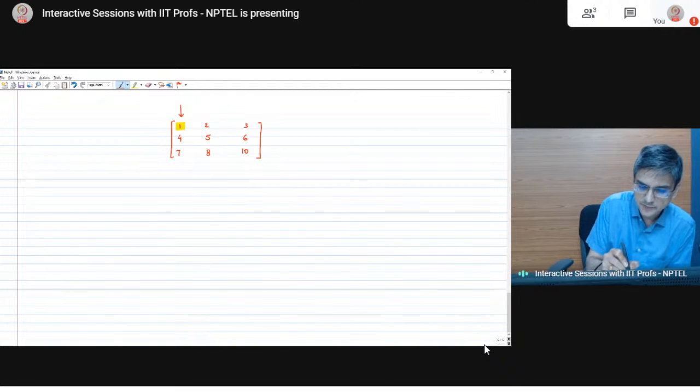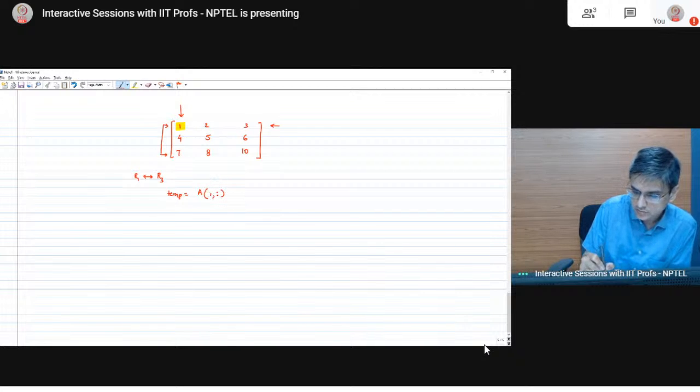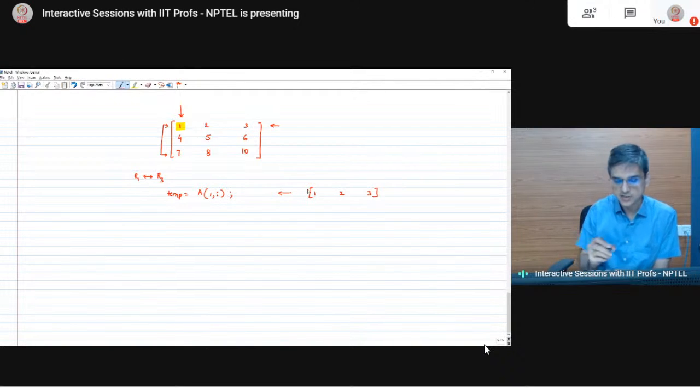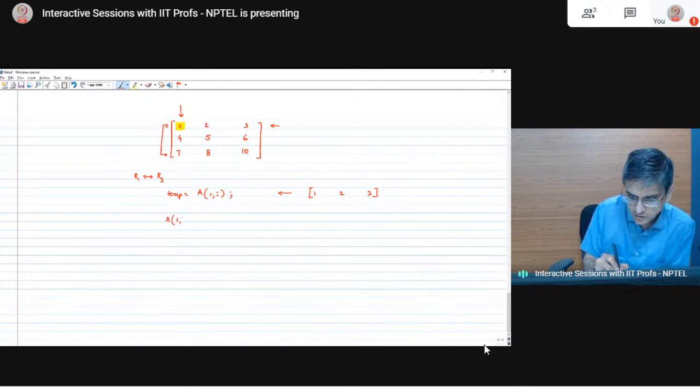So in partial pivoting, what we are going to do is switch rows R1 and R3. How do we do that? I will create a temp variable which has the contents of this row, which is A(1, :). So temp now has the value 1, 2, 3. Now I will replace the contents of row number 1 with the last row. So I will say A(1, :) is equal to A(3, :).